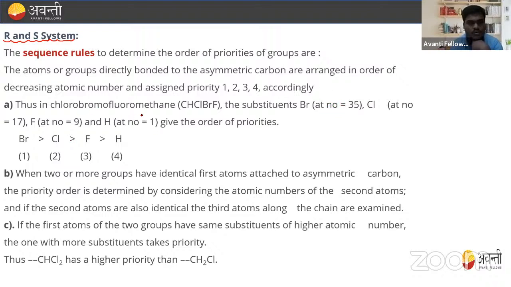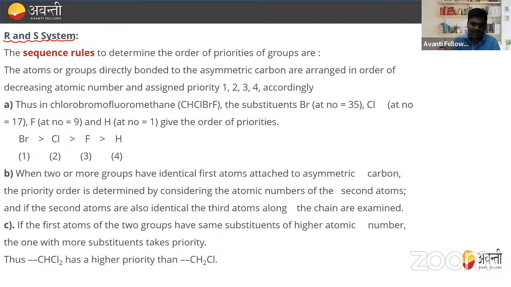Thus in chlorobromofluoromethane, right? The substituents: bromine, which has atomic number 35, chlorine atomic number 17, fluorine 9, and hydrogen 1, give the order of priority. We give priority 1 to bromine, then chlorine, fluorine, and then hydrogen.